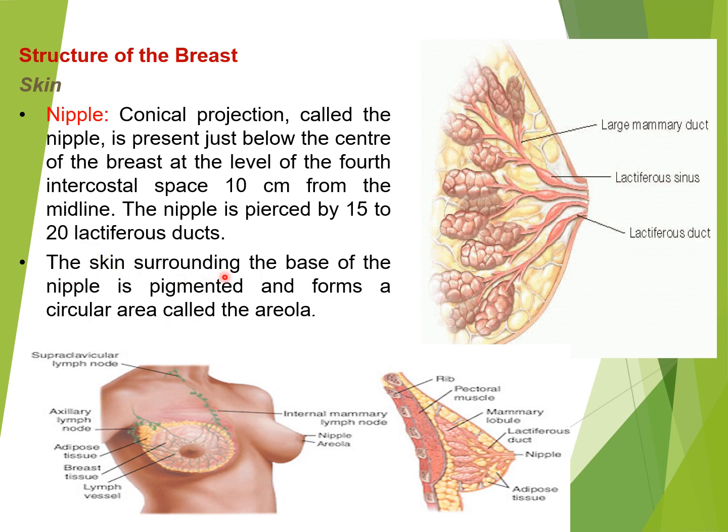The skin surrounding the base of the nipple is pigmented, as you can see in this picture, and forms a circular area which is known as the areola. We will discuss the areola in detail. So this slide is for the nipple. This nipple possesses a rich nerve supply, and it provides the sensory receptors for suckling of the milk. So that is about the nipple of the female breast.